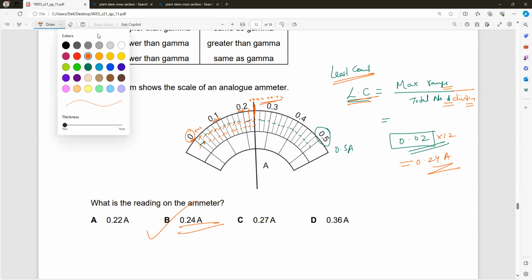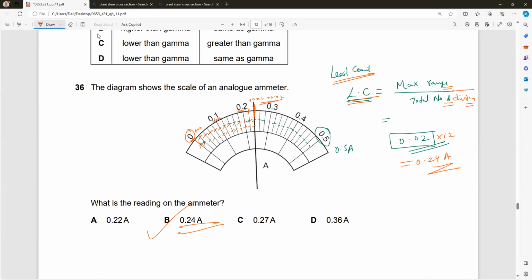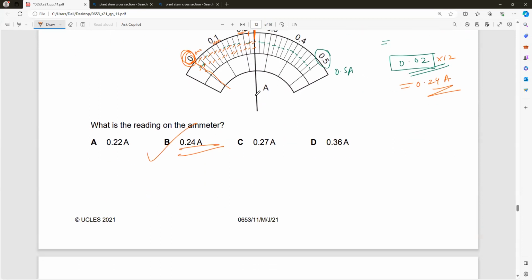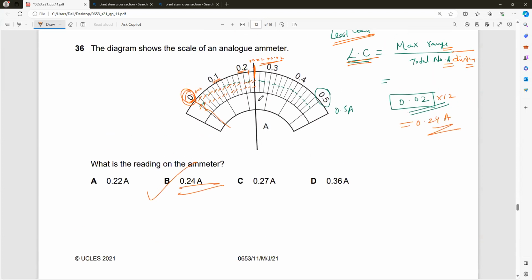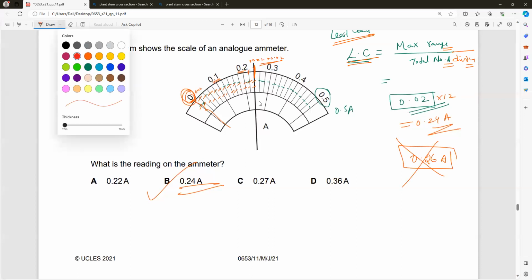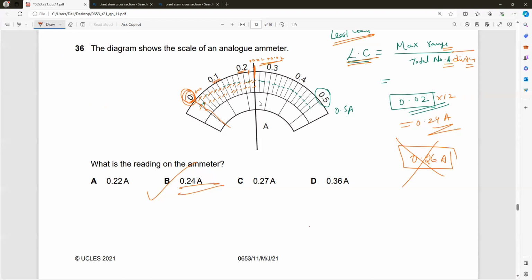In that question also, the first line will not be counted. The first line is already indicating 0. So you have to avoid that and then count. Now suppose instead of 12 you make it 13, it will become 0.26 ampere. If 0.26 is there, you will choose 0.26, but it is wrong. So that's why you have to be very careful always. Okay? So please remember that. Next.